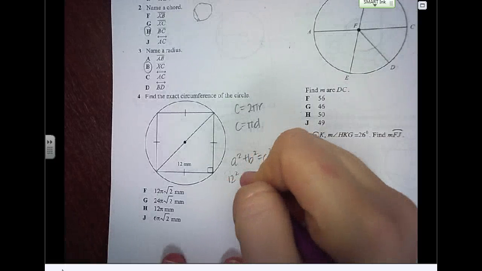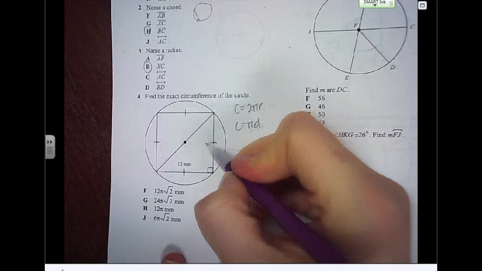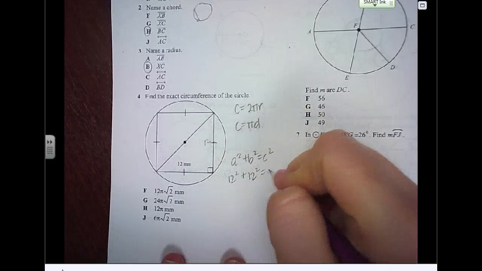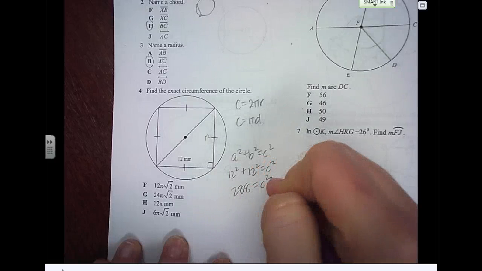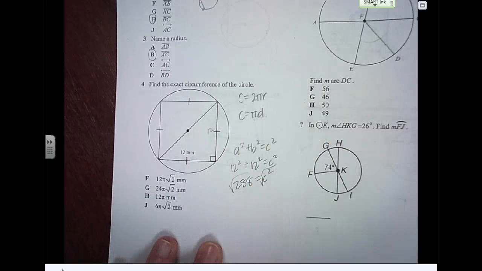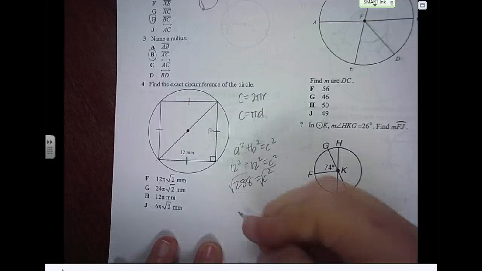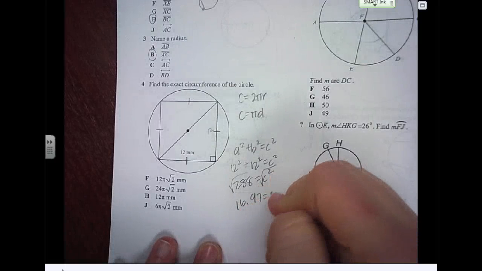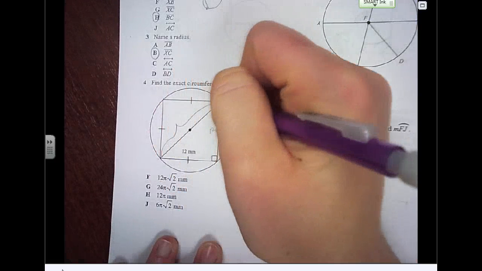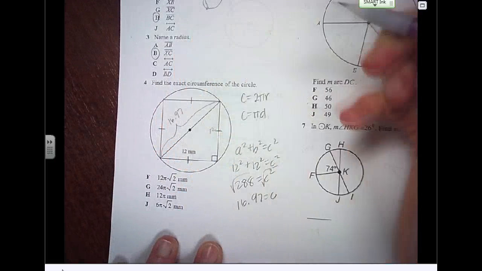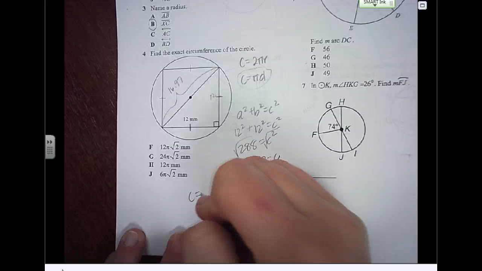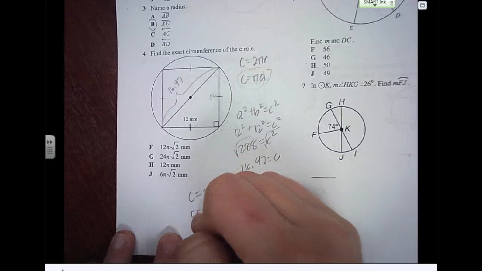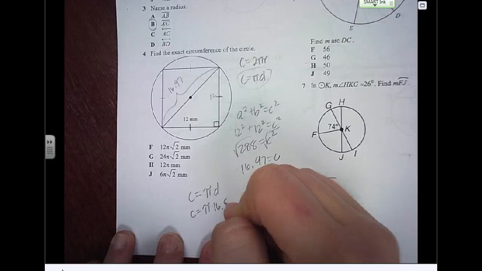So we have 12 squared plus, these are congruent, so this is also 12, equals c squared. If we solve for c squared, we get 288 equals c squared, and I'm going to go ahead and use some decimals for now. So square root of 288 is about 16.97. Remember, that's the diameter that we found, because we found the hypotenuse. So I'm going to use circumference equals pi times diameter, so what we would put in would be the 16.97.